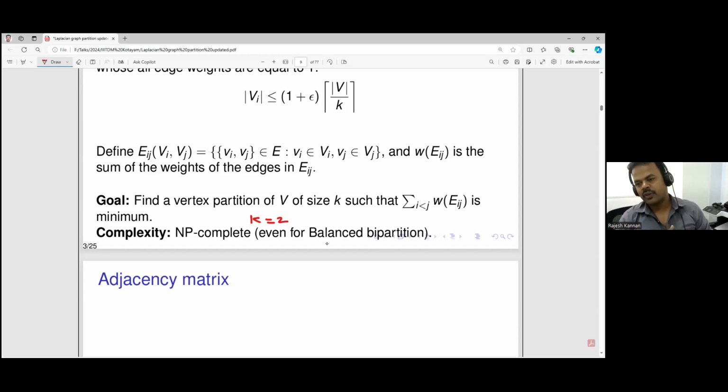So many of the combinatorial problems, like the max cut problem and so on, are in this class NP-complete. Okay. So whenever you have these types of hard problems, naturally, what will you do? You have to go for some relaxations. Or can you find a solution, an approximate solution to this problem? Okay. So this is where linear algebra comes into the picture.